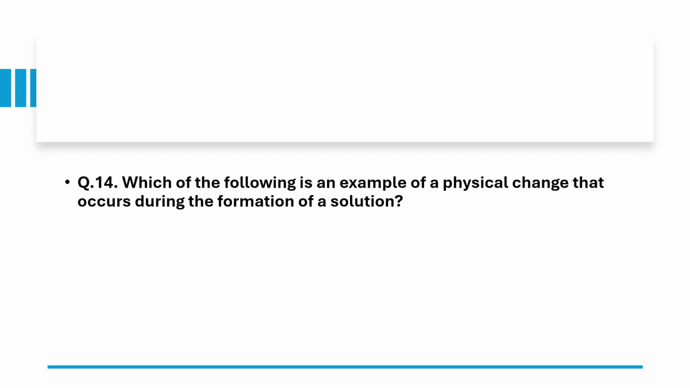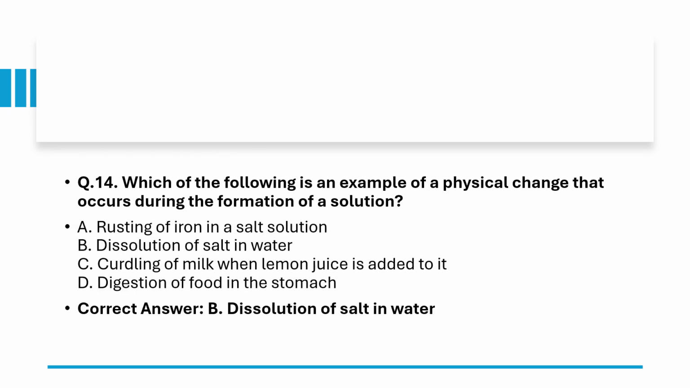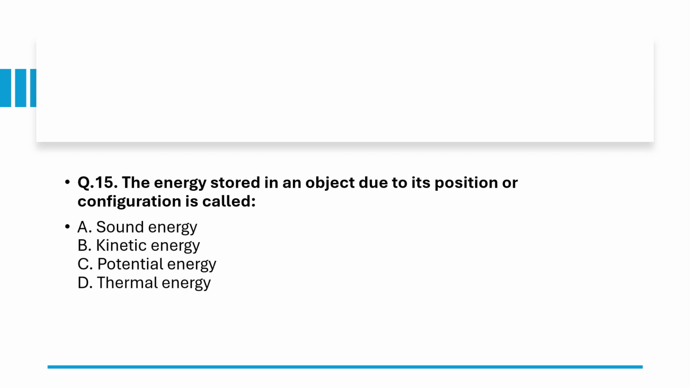Which of the following is an example of a physical change that occurs during the formation of a solution? Option B, dissolution of salt in water. The energy stored in an object due to its position or configuration is called option C, potential energy.